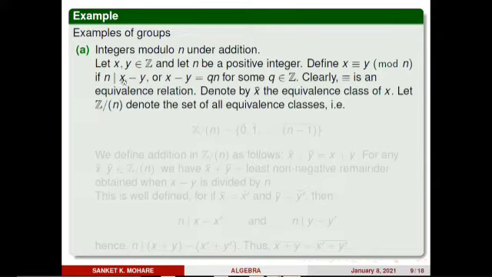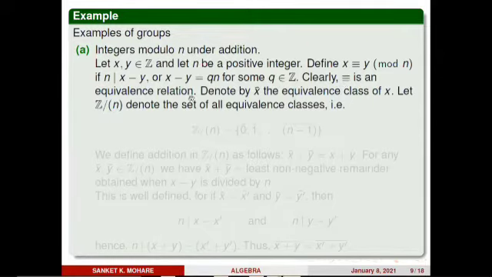If n divides x minus y, or x minus y can be expressed as x minus y equals qn, where q is also some integer. Clearly, this symbol is called congruence. Clearly the congruence is an equivalence relation.